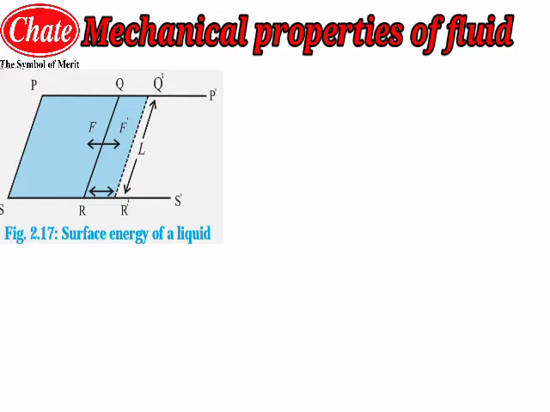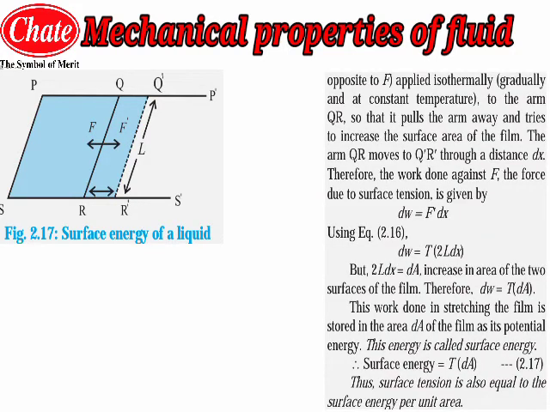Now if the length QR, as you can see in the diagram, is L, then this inward force F will be acting, which will be given by F is equal to T into 2L, means double the length into T. Now as we know that the film has two surfaces, the upper surface and the lower surface, the total length over which the surface tension acts is 2L. Thus we can say that the force is applied isothermally to the arm QR, so that it pulls the arm away and tries to increase the surface area of the film.